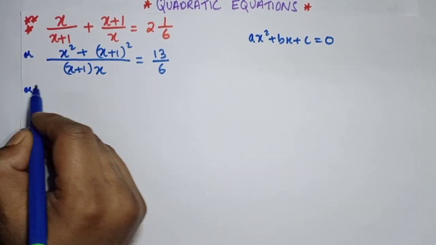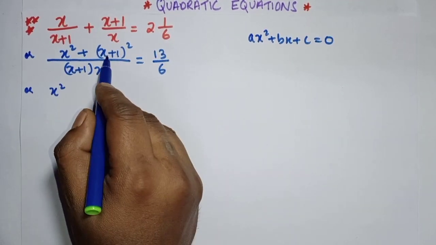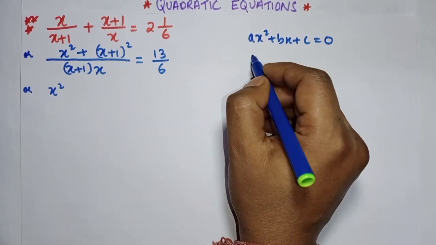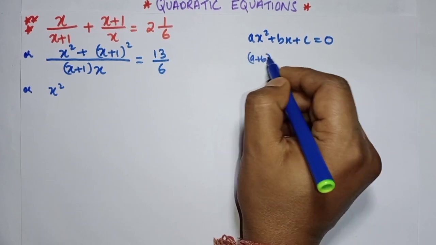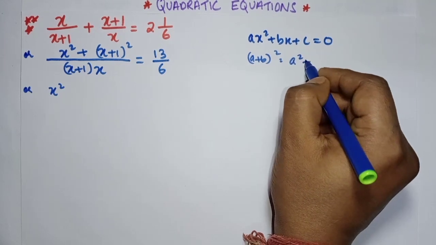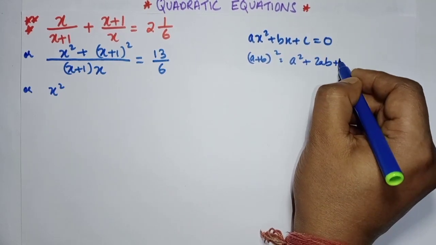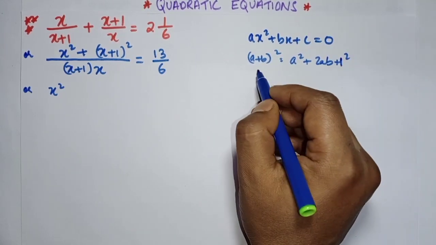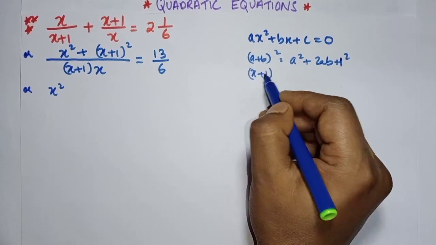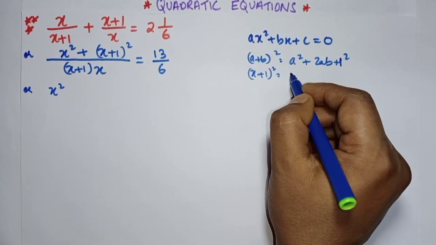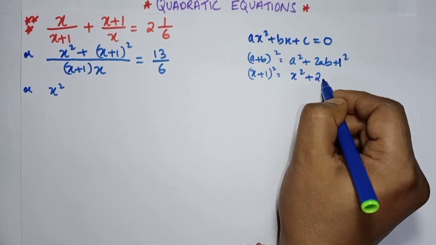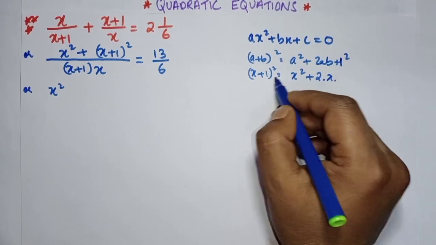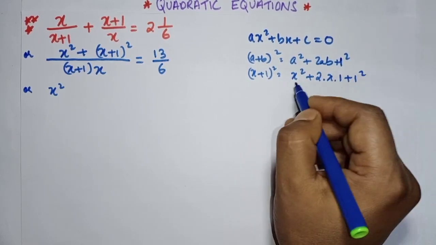Now what you can see here is that it's in formula. You can see x plus 1 whole square. So as you know the formula, what is the formula? A plus b whole square is a square plus 2ab plus b square. So what do you have? X plus 1 whole square. So x means a, so it will be x square plus 2, x is a and b is my 1, plus 1 square. So what I got?